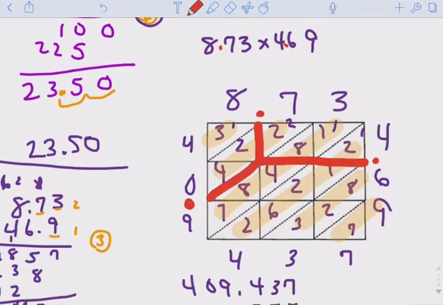the decimal point goes. Which makes sense because 8.73 is about 9, and 4.69 is about 5, and 9 times 5 is 45. So we're pretty close. 40.9 and some change is in the neighborhood. So the lattice can be used to place the decimal point.